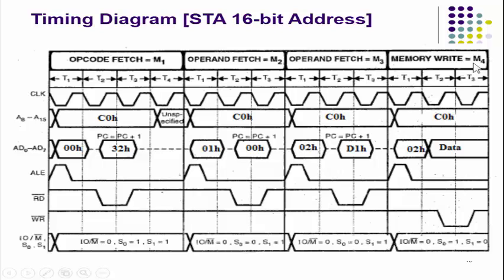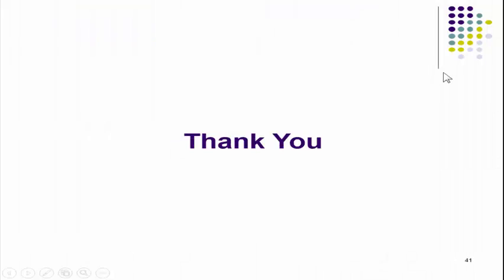So in this way, as the size of the instruction is 3 byte, 1 byte for STA, that is 32, and another 2 byte for D100, 3 machine cycles are required, but due to the operation, that is storing operation, 1 more machine cycle is needed to perform the operation, that is memory write machine cycle. So total 4 machine cycles are required to perform the operation. So instruction cycle of this STA consists of 4 machine cycles.